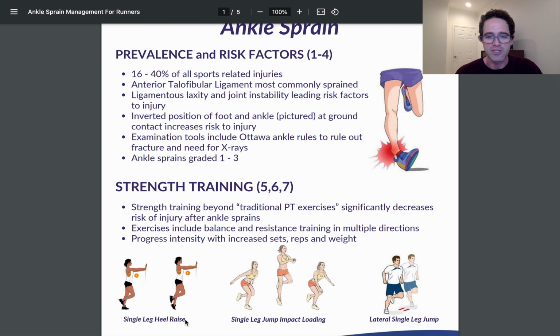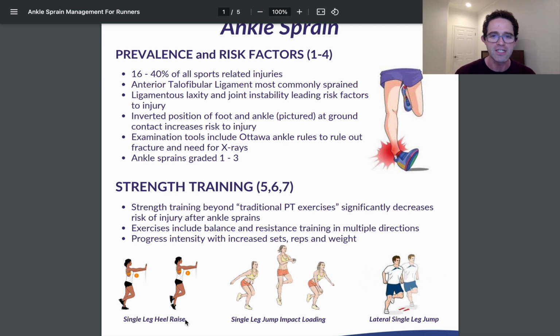Another good exercise you can do is the lateral single leg jump. So side to side to side to side, going to strengthen the lateral aspect of the ankle as well. And this is a really good tool. Again, multi-directional is really important. We don't run just in one direction, and our feet don't land on the ground in just one direction. So making sure you have the strength on the lateral and medial aspect of the ankle is going to be so important in terms of ankle stability. So these are 3 really good exercises to use, and they are easily progressed to be harder and harder.